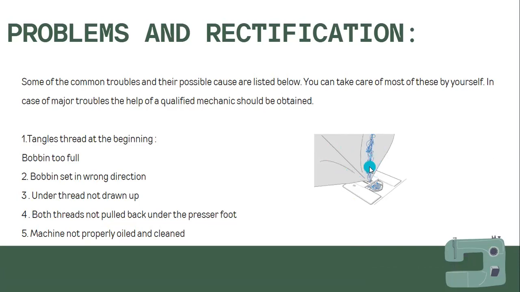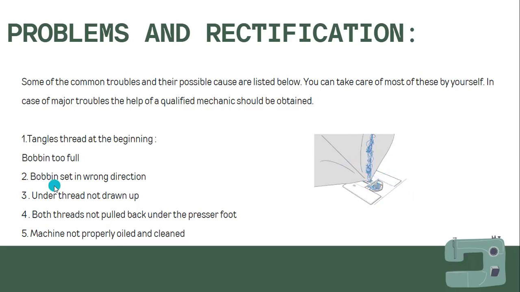When I was doing my practicals, I also used a stitching machine. When you are inexperienced, all these threads will tangle at the beginning, initially when you do the threading and after you have placed the bobbin. It's very common. So what are the possible reasons? First one is the bobbin is too full. The bobbin should not be wound to full capacity. It should be wound in a moderate manner only, otherwise this can happen.